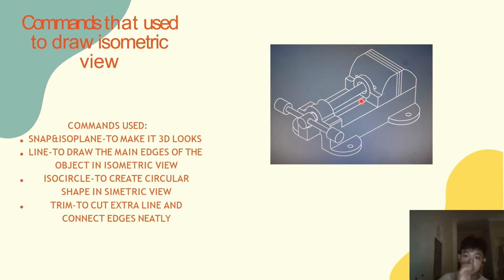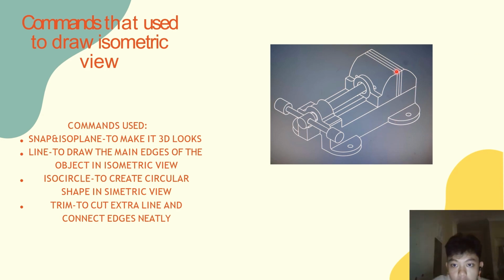In isometric view, you can either do it fully closed or fully open. For fully open, this part will be over here, and the screw will be all the way over here. For me, I choose to close it so that it looks more neat. And then, when you do this part, you have to use isoplane top and or isoplane right. Then you just cut the unnecessary things and make sure it is all connected.